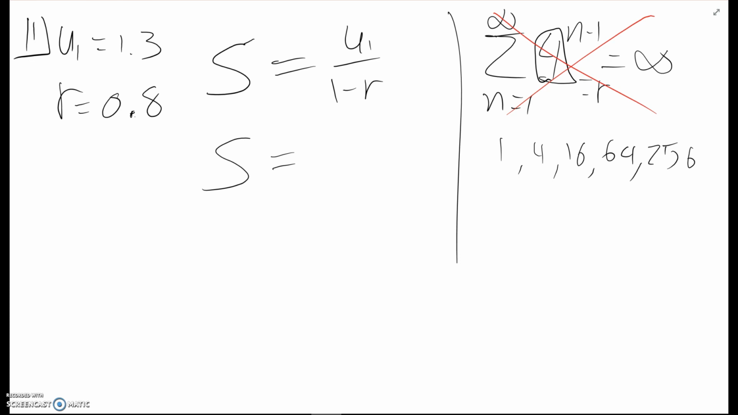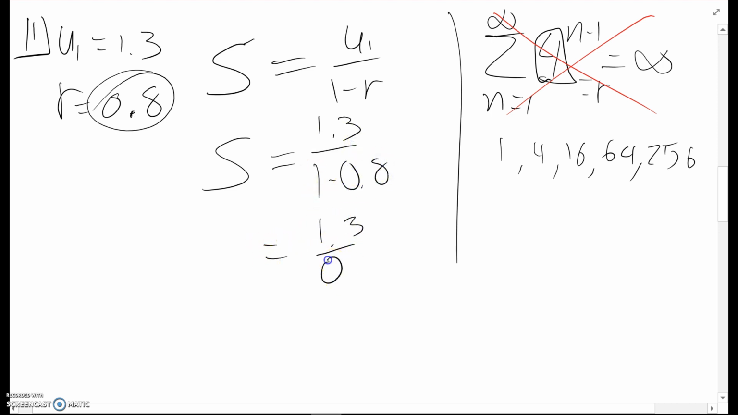You have to check, is your ratio bigger than 1? And if it is, you can't use it. My ratio here is less than 1, so I can use this formula. I put in 1.3. I do 1 minus 0.8, which gives me 1.3 over 0.2, and I use my calculator because I'm not a human calculator. Let's see, divided by 0.2. 6.5. So that seems reasonable, right? It's going to grow 6.5 meters over the course of its life, and that's it.